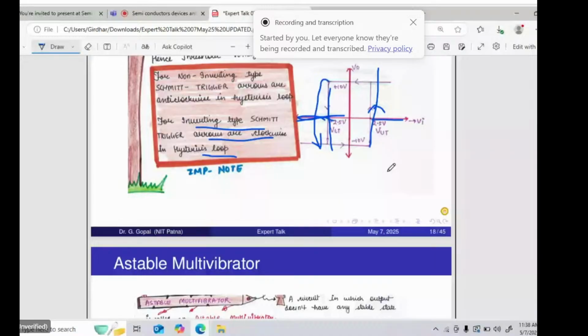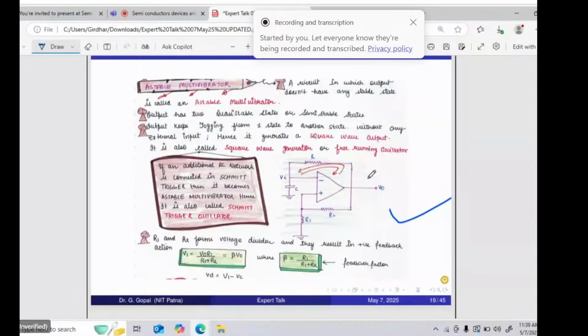Without any external input, this circuit generates a square wave, or you can say it is a free running oscillator. Actually, this circuit is an inverting type Schmitt trigger with an additional RC network. If an additional RC network is connected to the Schmitt trigger, then it is an astable multivibrator. You can remember it in this way.